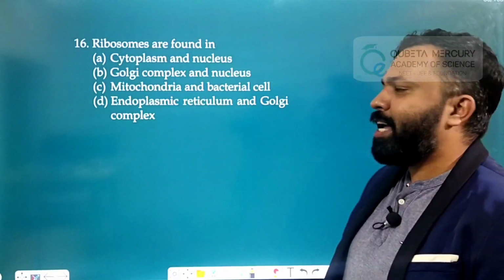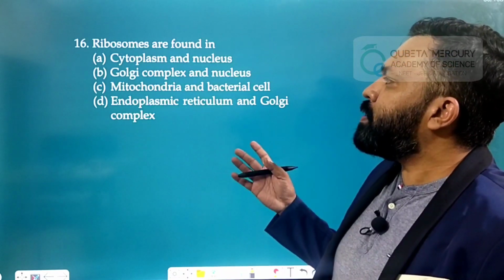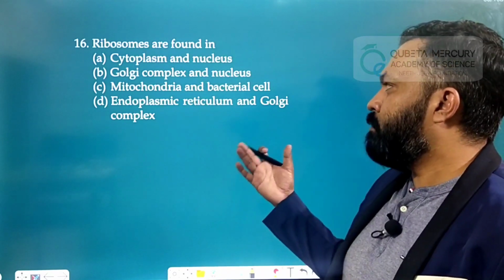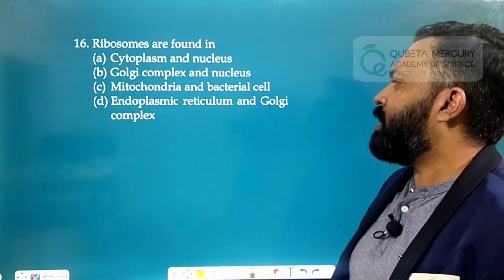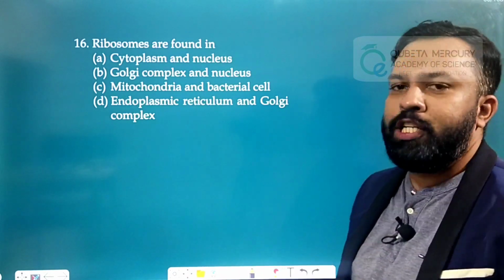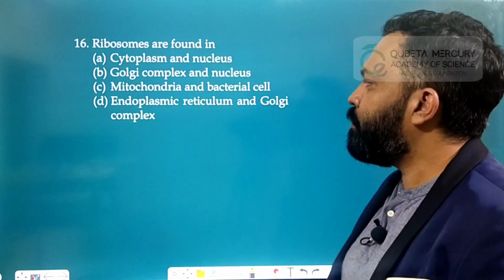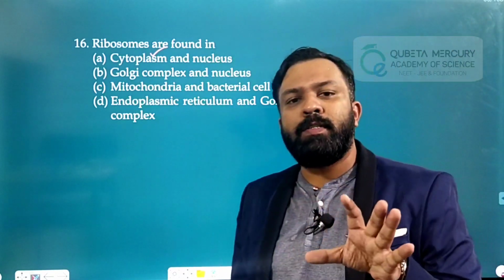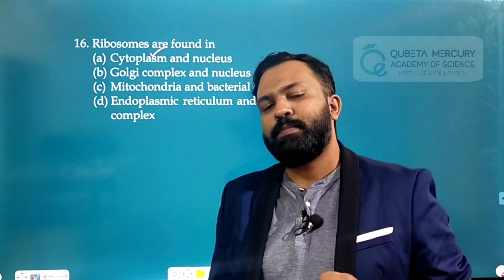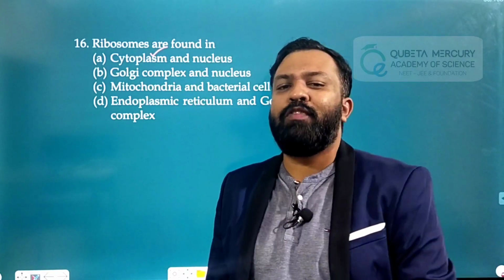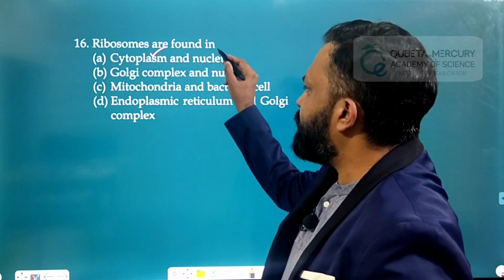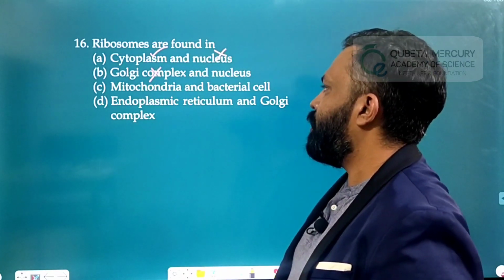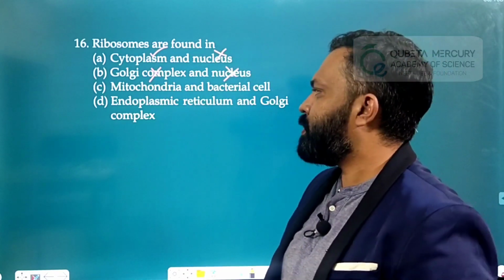Okay, yes. Here comes question number 16. Ribosomes are found in: cytoplasm and nucleus, Golgi complex and nucleus, mitochondria and bacterial cell, endoplasmic reticulum and Golgi complex. Yeah, assess yourself. Cytoplasm is holding ribosomes. The cytoplasmic ribosomes of prokaryotes are 70S, but the cytoplasmic ribosomes of eukaryotes are 80S. Nucleus is not at all holding any ribosome. Golgi complex is not holding ribosomes at all.